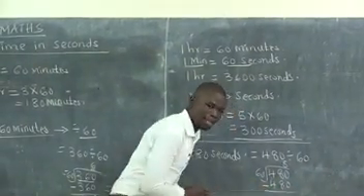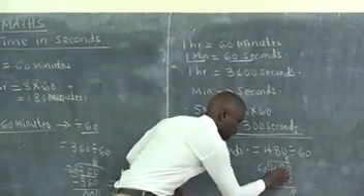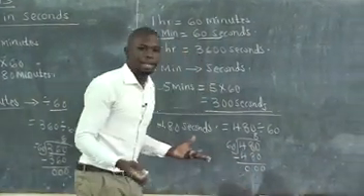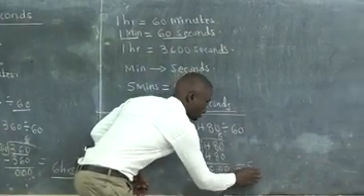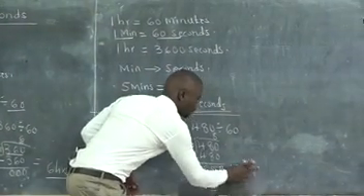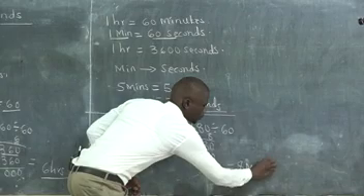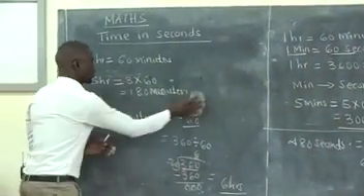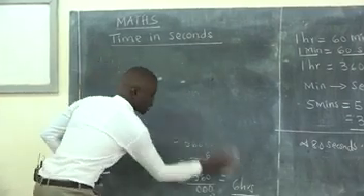Is there a remainder? Let's check. 0 minus 0, 0. 8 minus 8, 0. 4 minus 4, 0. No remainder. Therefore, what is the answer? 8 minutes.